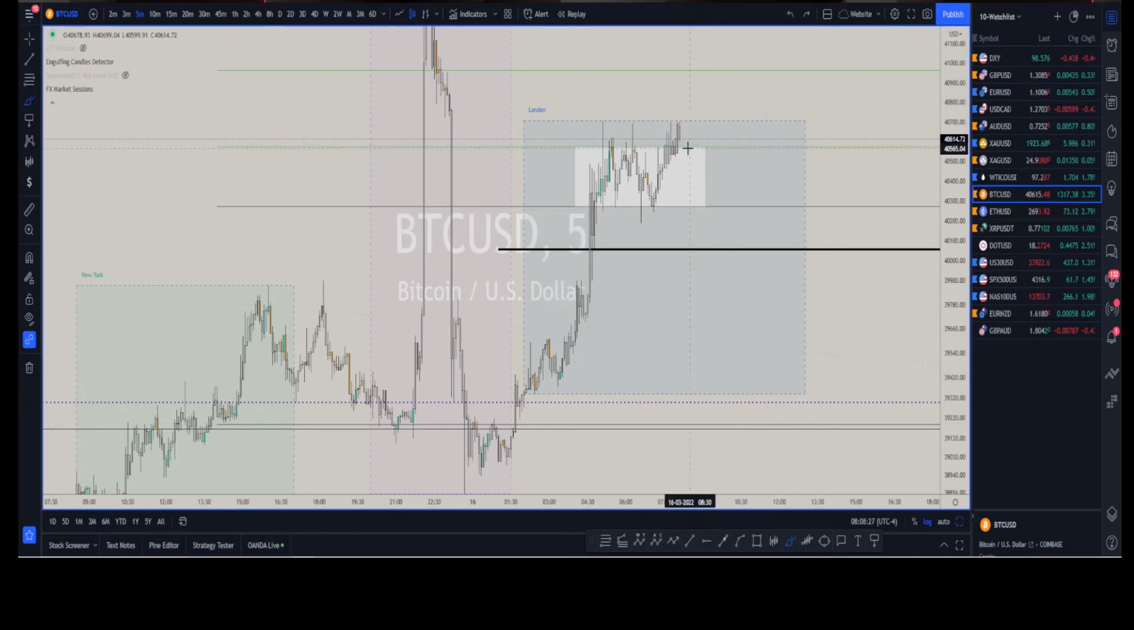Why? Because I identified area of interest, area of liquidity, area where my stop is. And I take it.